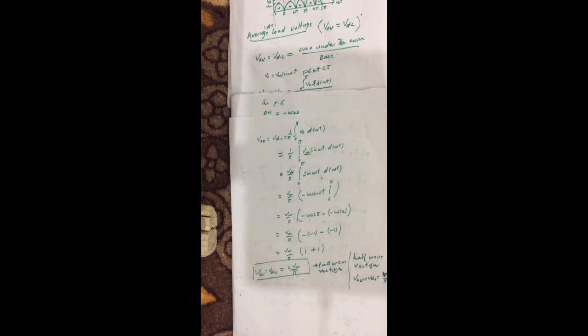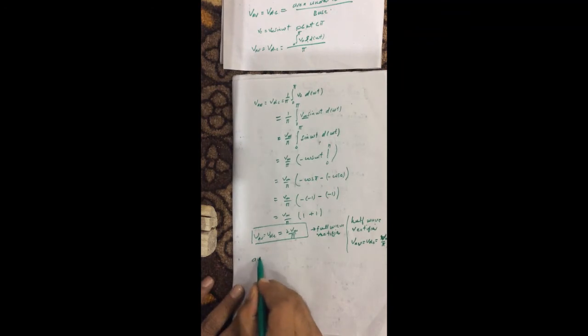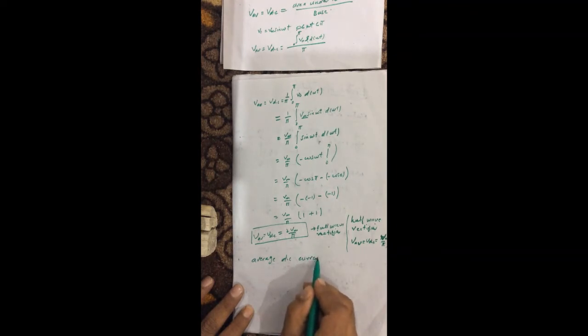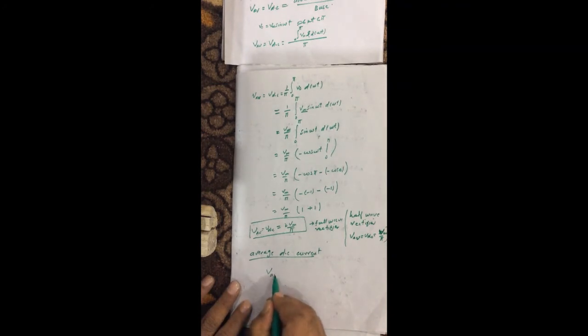So it's double, 2 times the average voltage of half wave rectifier. Next we will discuss average DC current. As we know that average voltage is equal to 2 Vm over pi.